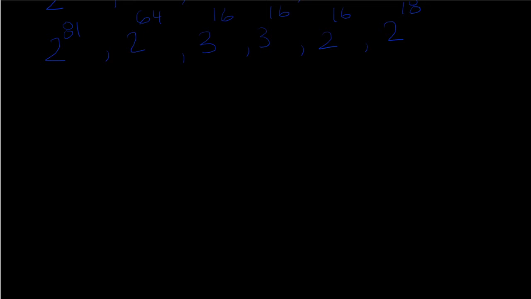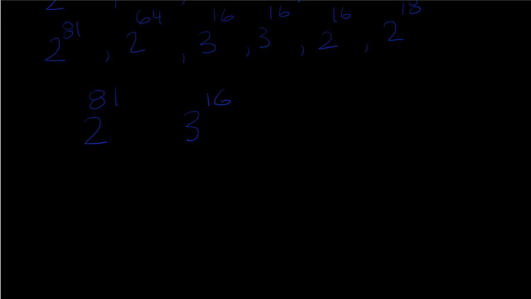Our goal here is to find the biggest number. So the strategy is, let's find the highest exponent with base 2, and let's find the highest exponent for base 3. And let's make the comparison. So the highest exponent for base 2 is 81. The highest exponent for base 3 is 16. Okay, so we narrowed it down to two numbers.